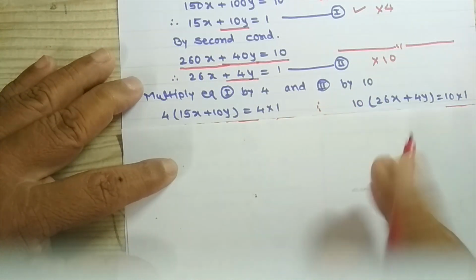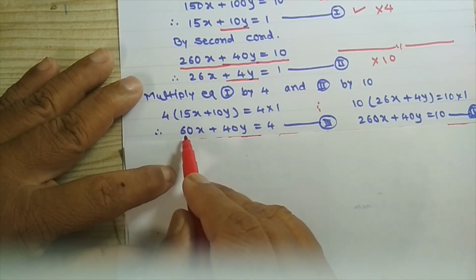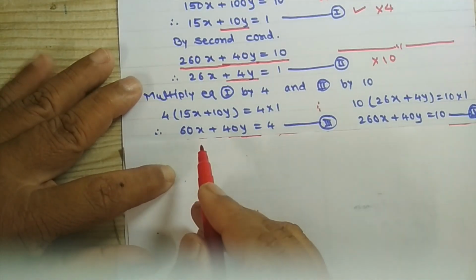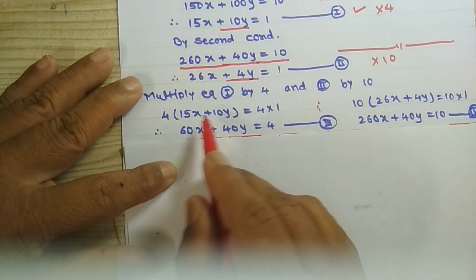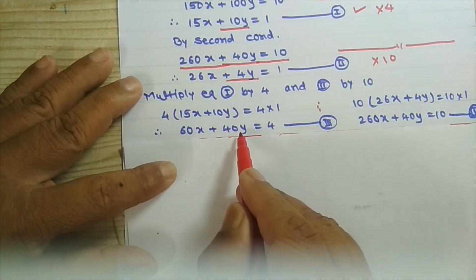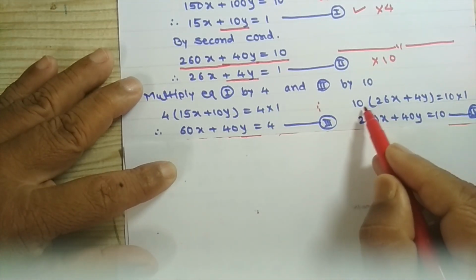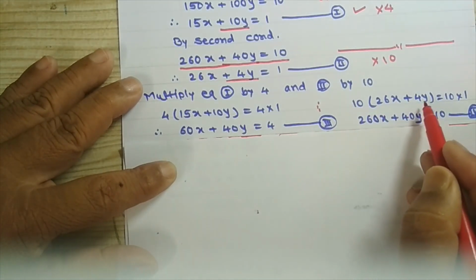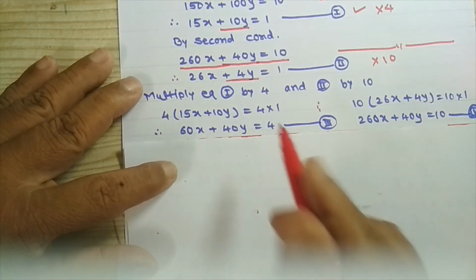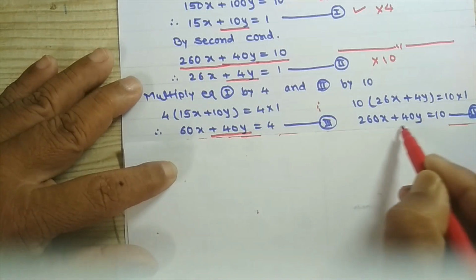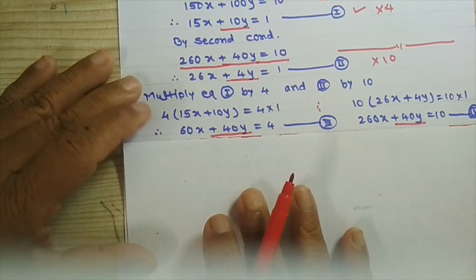Okay, now see here, that multiplication becomes 15 into 4 means 60x plus 4 into 10y means 40y is equal to 4 into 1 means 4, and here also 10 into 26 means 260x plus 40y is equal to 10. These are the two equations. See here, plus 40y means we have to subtract here.